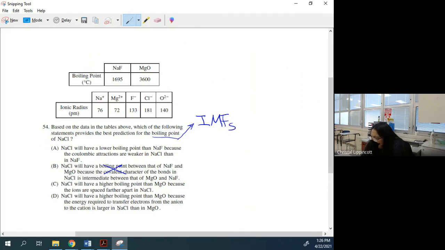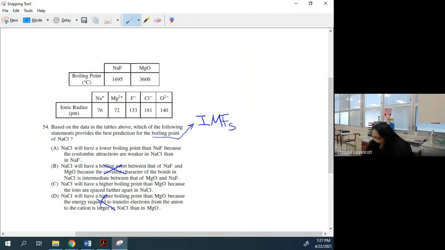Are we transferring electrons here? When we're dealing with these IMFs, are we transferring electrons? No, they're not going away. So we can get rid of that guy. Okay, so it leaves us with A and C.